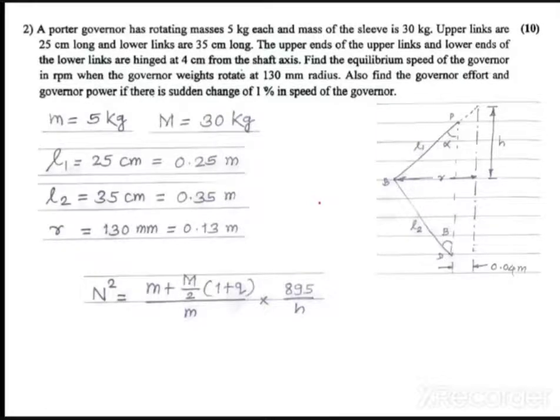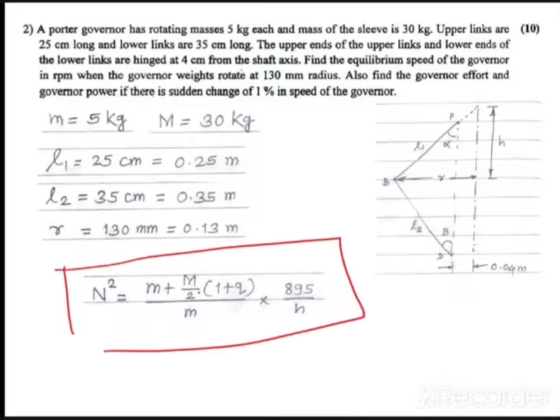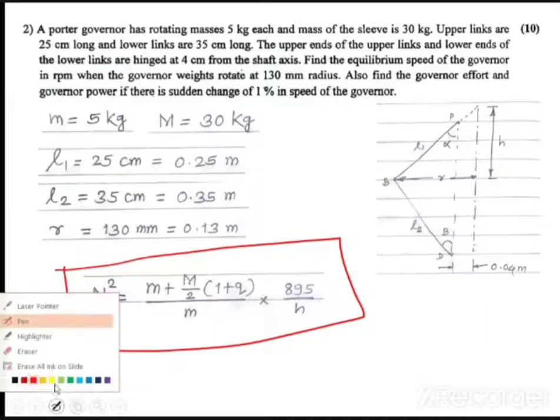Now I think I don't need to tell you that you can't say that Q is equal to 1, because you cannot say that alpha is equal to beta in this case. We have to first calculate what is alpha, what is beta, and then calculate Q. So Q is not equal to 1 in this case. So I am getting this formula: N square is equal to small m plus capital M by 2, 1 plus Q. Is it clear?